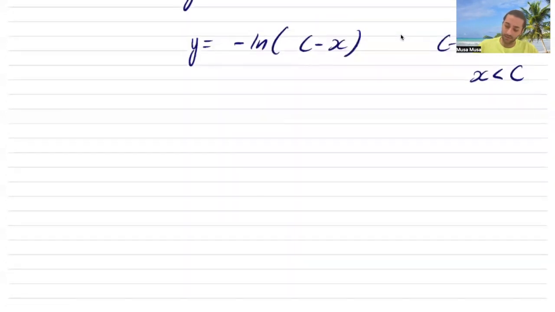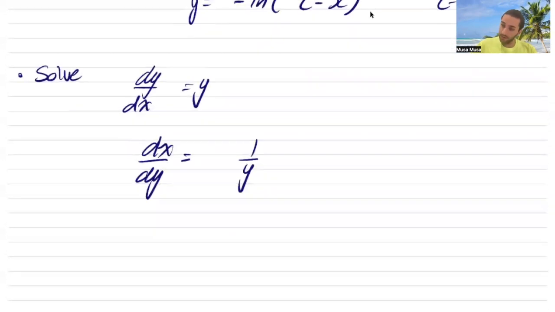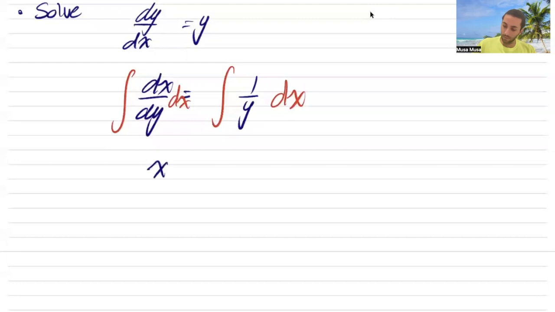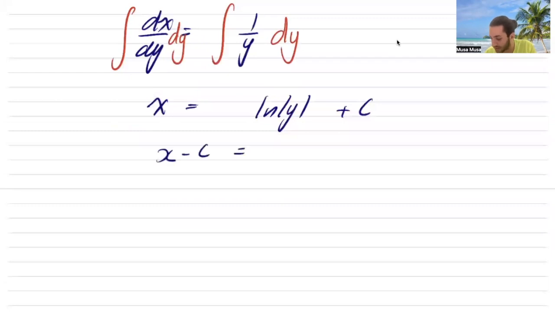Nice. And then the next one that we put in here, dy on dx equals y. Oh, we'll take the reciprocal. Wait, what am I doing? And let's move this over. x minus c equals ln absolute of y. And then therefore y equals e to the x minus c.